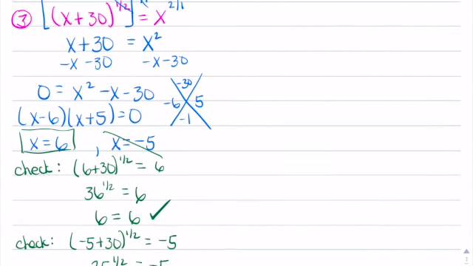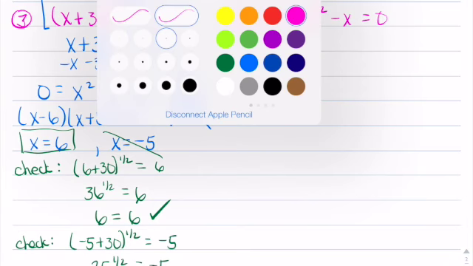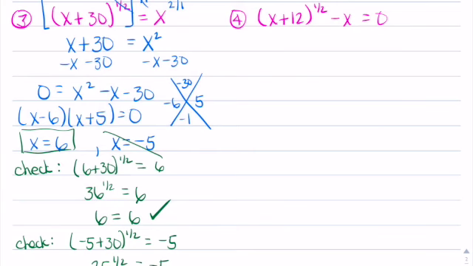All right, so that's example number 3. Let's do one more, just to make sure that you got this solidified. So example number 4, x plus 12 to the 1/2 power minus x is equal to 0. All right, so the first thing we want to do is isolate the term that has the exponent on it. And so we need to add x to both sides to get that from the left to the right, leaving me with x plus 12 to the 1/2 is equal to x.